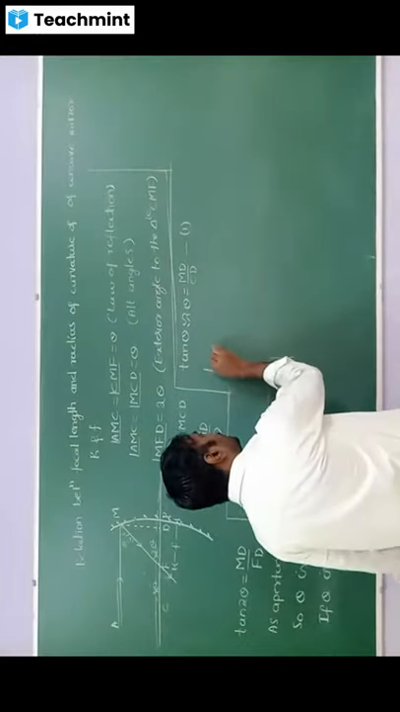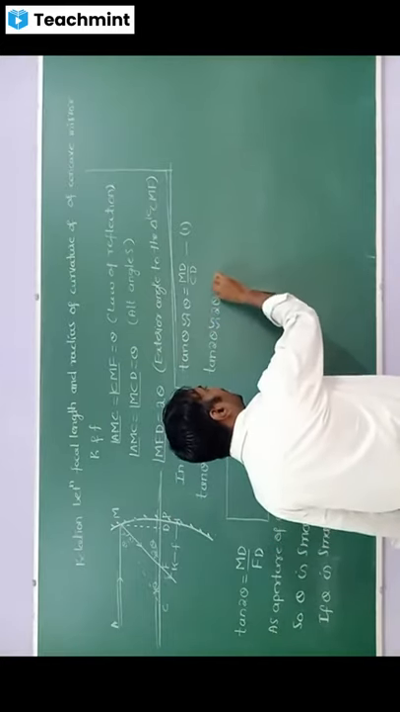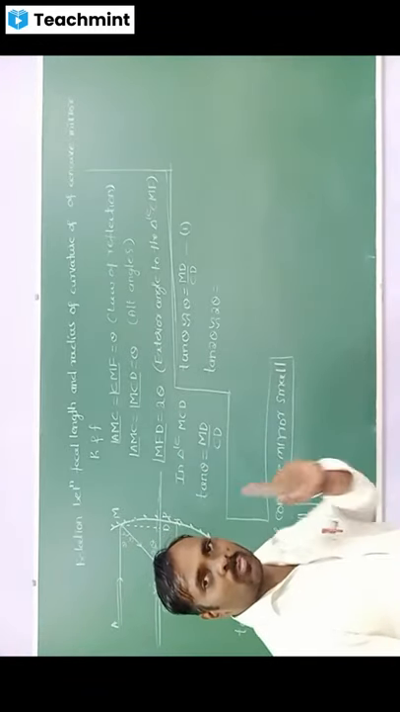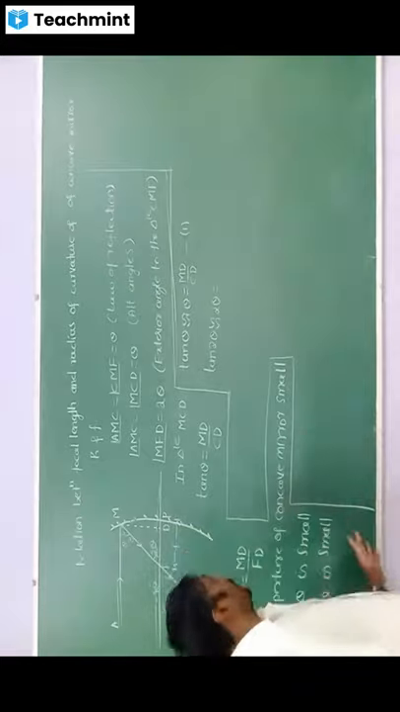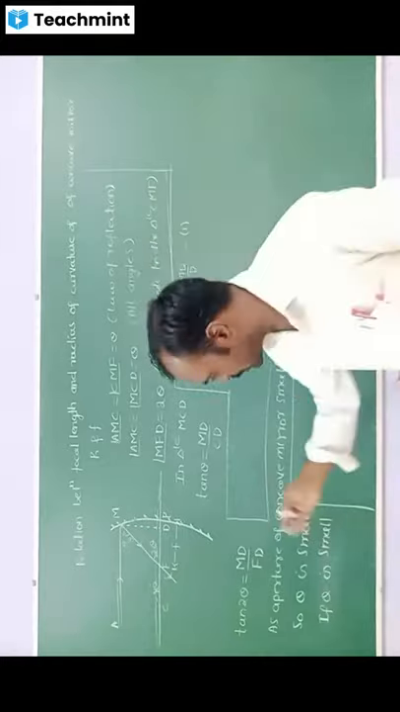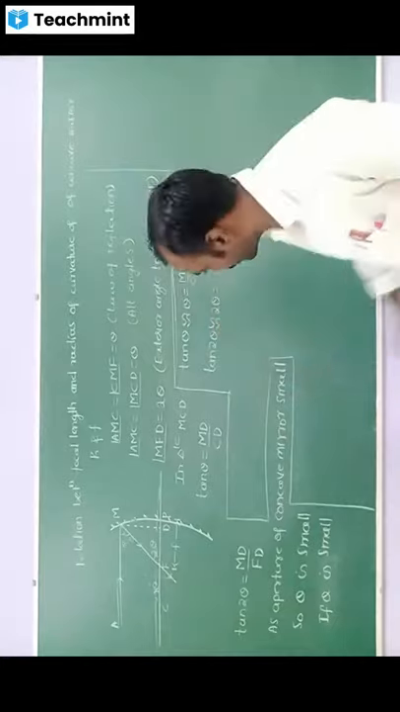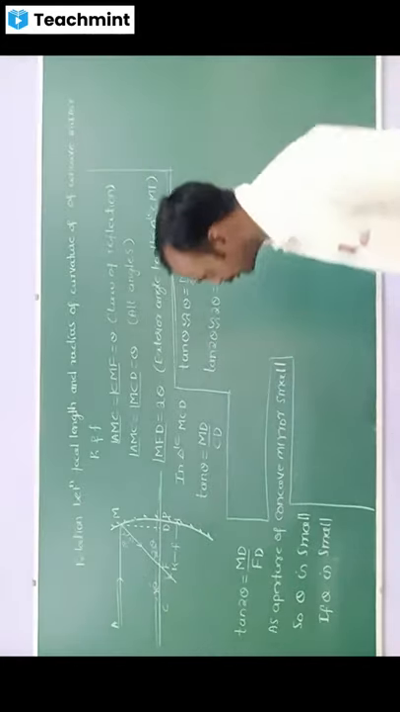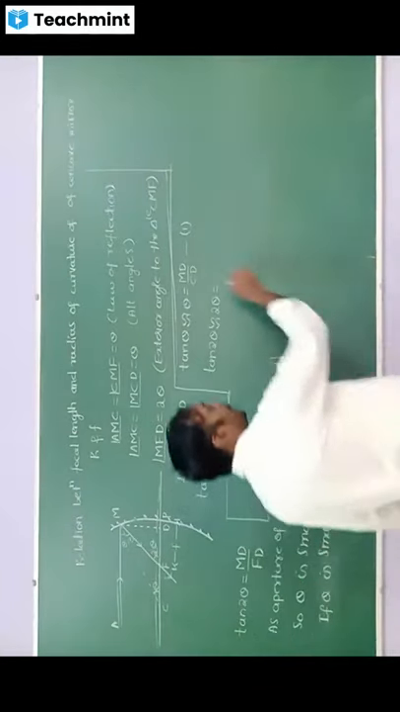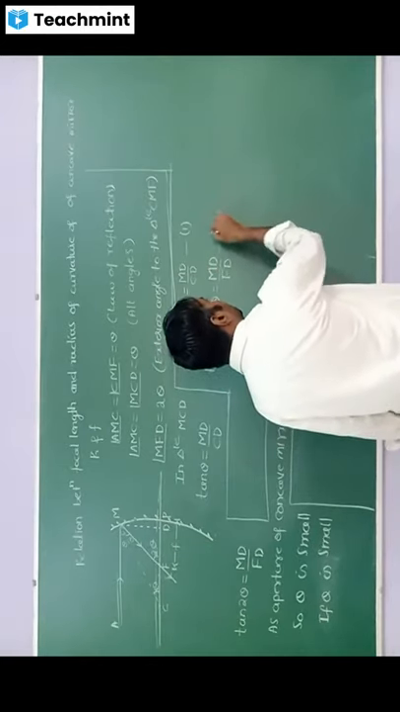For a small angle, sin theta is nearly equal to theta, tan theta is nearly equal to theta, and cos theta is nearly equal to 1. So we are taking a small aperture. When the aperture is small, theta is also small. For a small angle, tan theta is nearly equal to theta, and tan 2 theta is nearly equal to 2 theta. Then tan 2 theta is equal to MD divided by FD. This is equation 2.